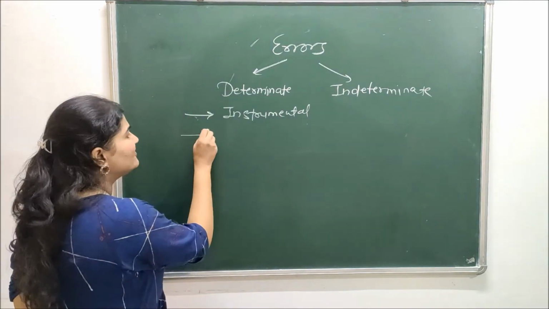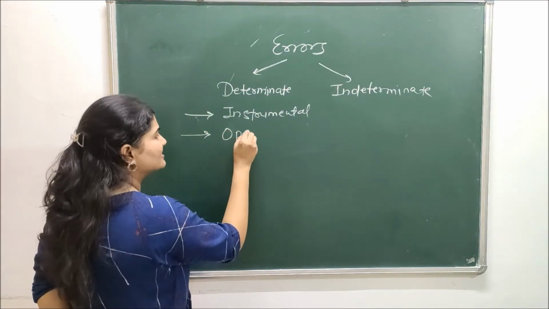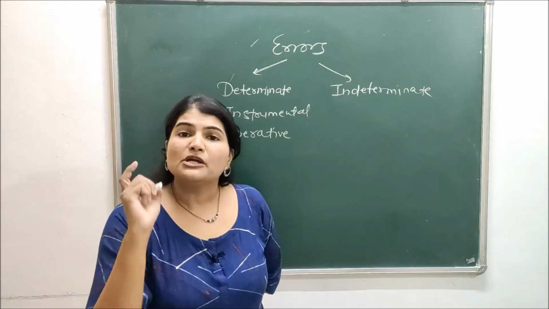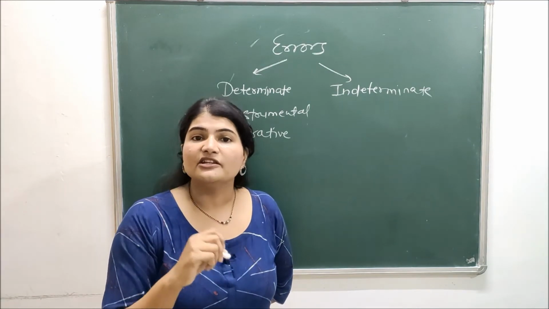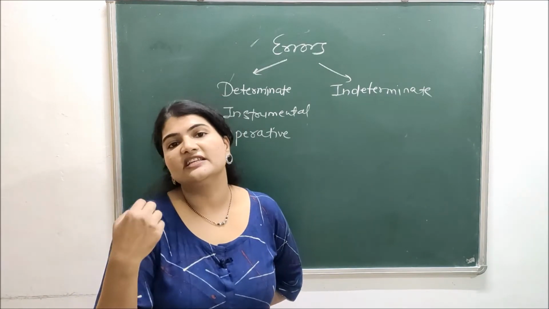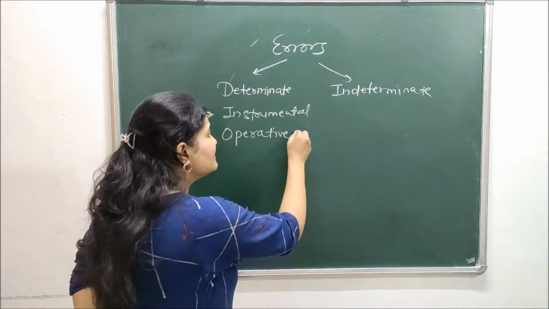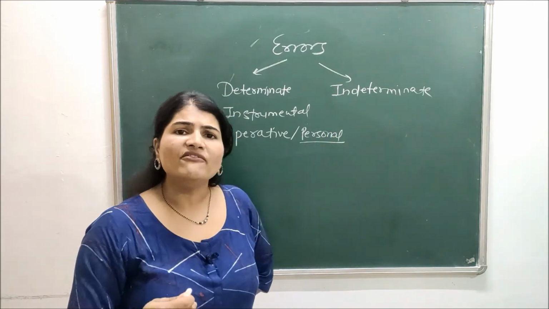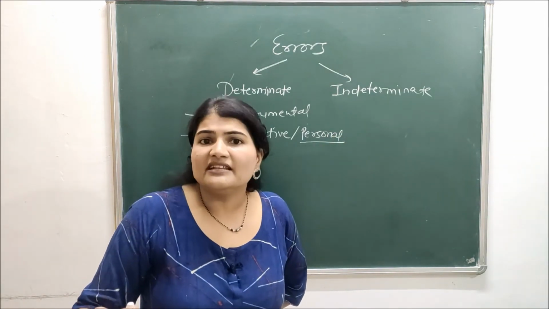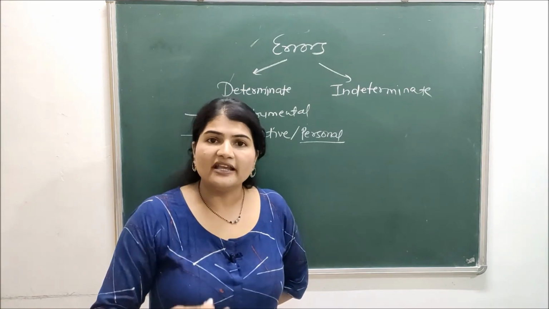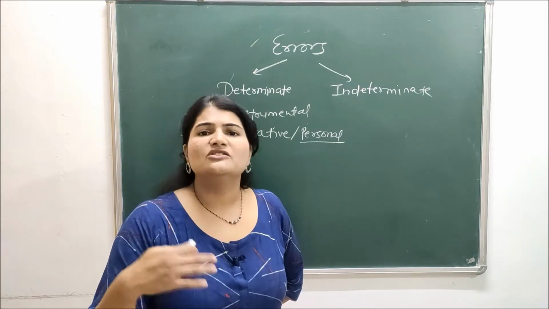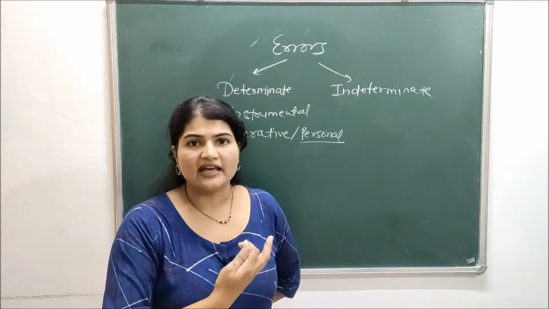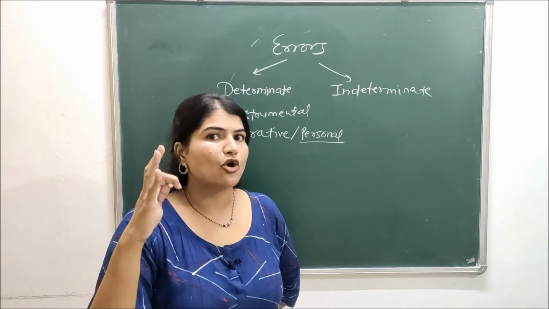The second type of determinate errors are operative errors. Now this is the most common type of error in pharmaceutical analysis. Why? Because operative errors arise due to the person who is operating the instrument or equipment. Means these errors can also be referred to as personal errors. Now why do these happen? Because of the lack of training, because of the lack of skills. If a person doesn't know properly how to handle a particular instrument, he is sure to make some mistakes. These mistakes will result in operative errors or personal errors.